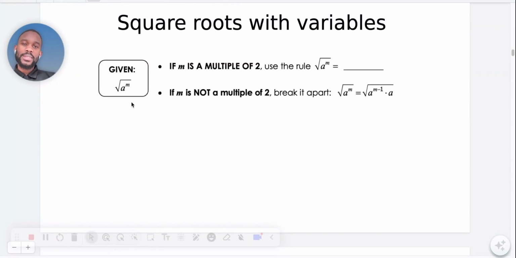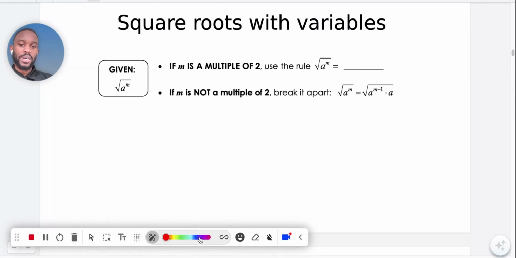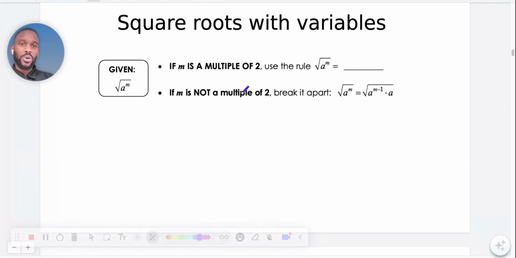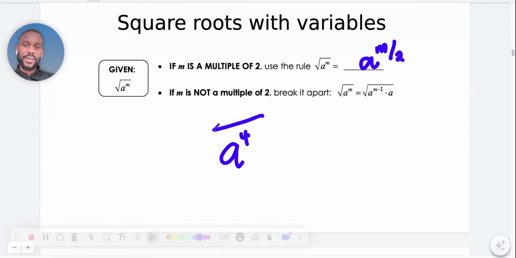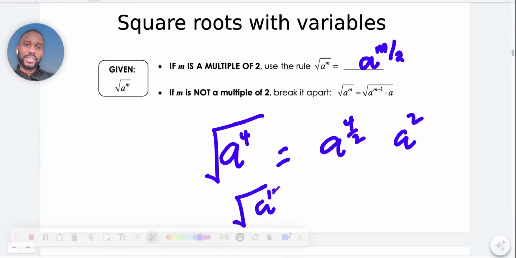So if you're given, let's say, the square root of a to the power m, if m, which is the exponent, is divisible by 2 or a multiple of 2, all you have to do is just divide m by 2. So the root of a exponent m will be a to the m divided by 2. For example, if you have the root of a exponent 4, you just get a to the 4 divided by 2, and this gives you a squared. If you have a exponent 10, is 10 divisible by 2? Yes. So this gives you a exponent 5.